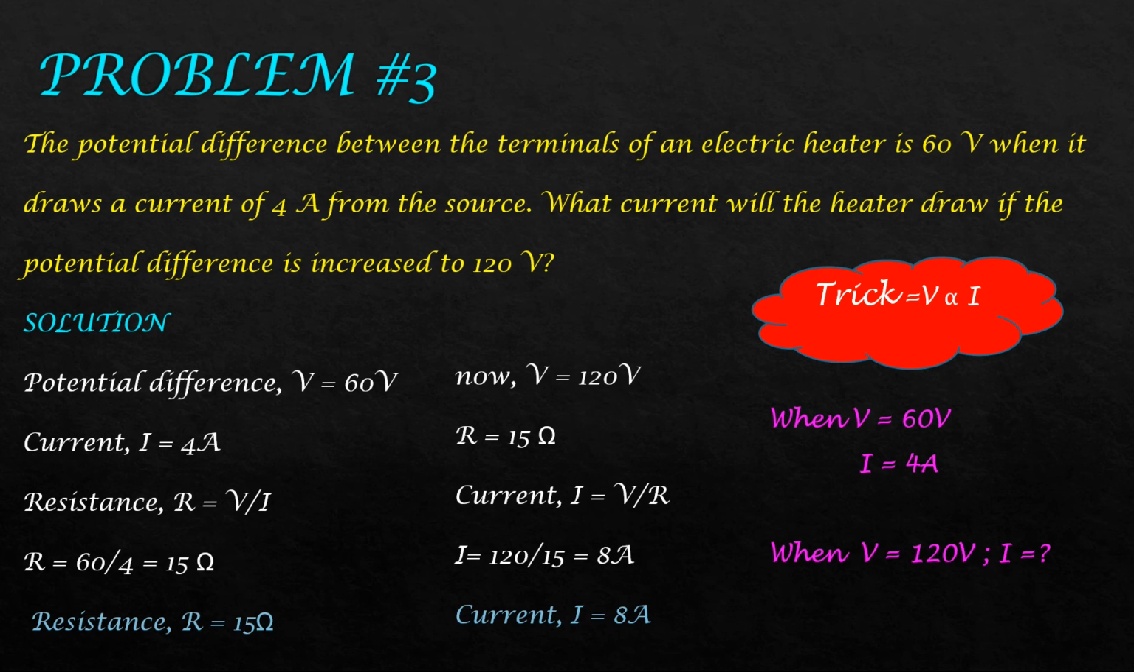Ohm's law says that V is directly proportional to I. That is, as V increases, I will also increase. So as V is doubled over here, the current will directly get doubled. So my current will be 8 amperes. So this is just for you to remember for your competitive exams. And this is a detailed step-by-step solution for this question. So I hope this helps you.